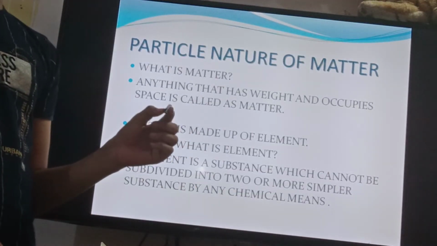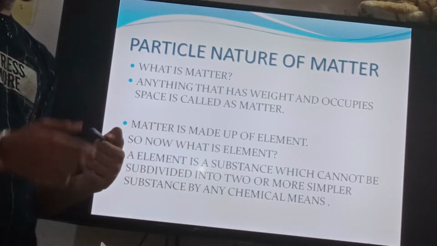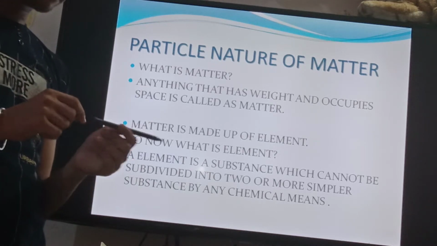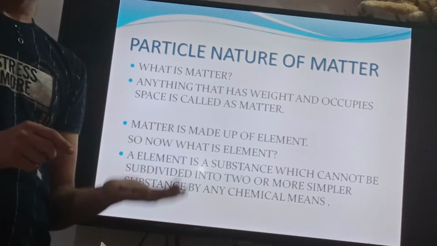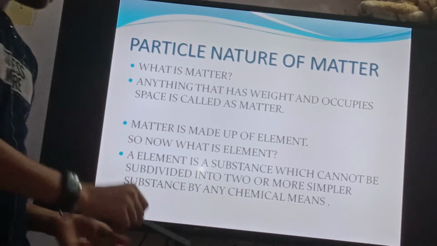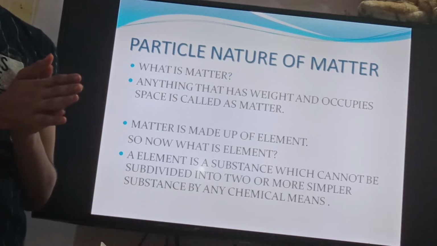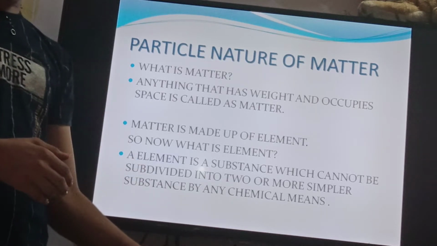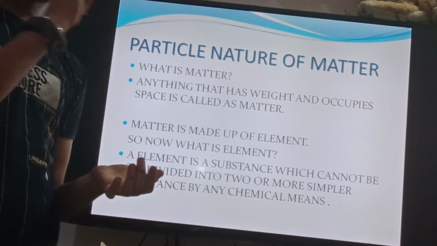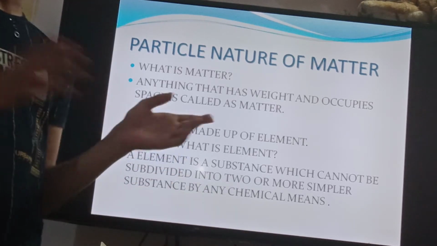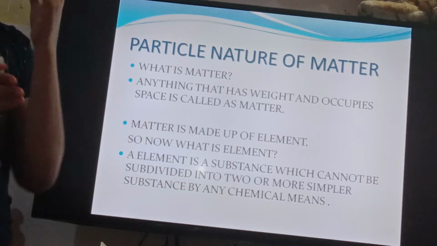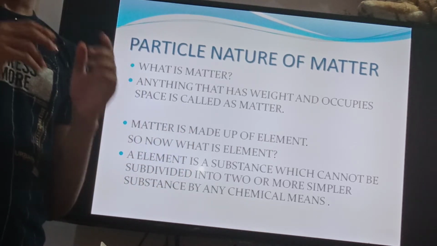What is this? This is a pen. So it is matter. Why? Because it has weight. And when we put it on any surface, it will take space also. So it has weight and it is taking space, so it is matter. Anything around us, you are using a laptop or a phone, all things are matter.